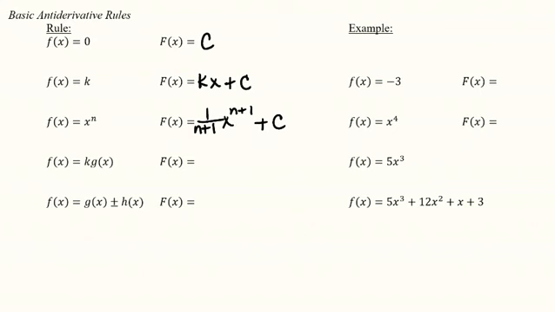You don't have to do the power. You don't have to do the product rule. So the derivative of 5 sine x is 5 cosine x. So an antiderivative of k times g of x is going to be k times an antiderivative of g of x. So I'll just write it like that.